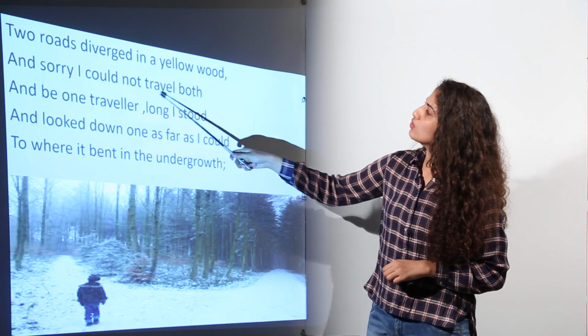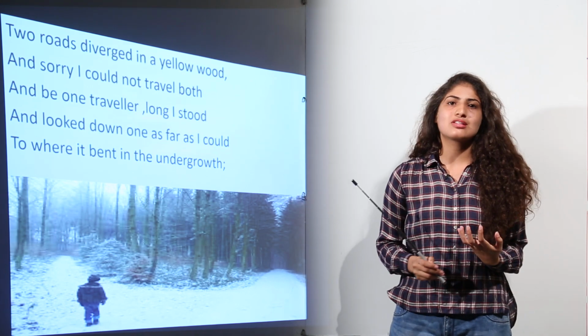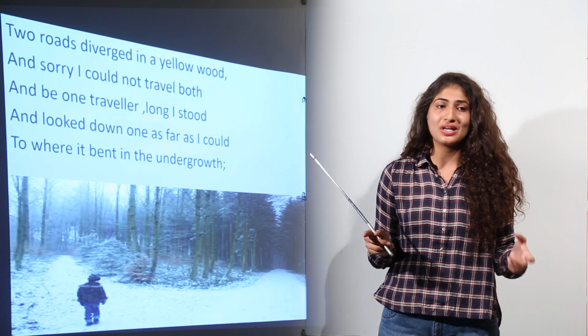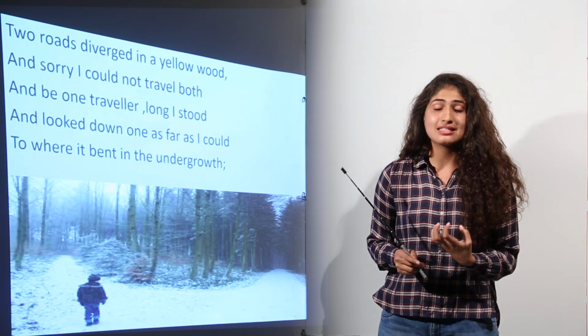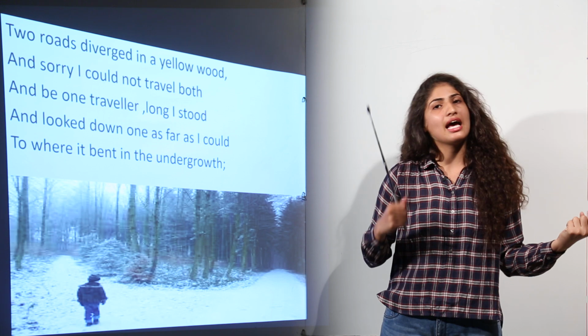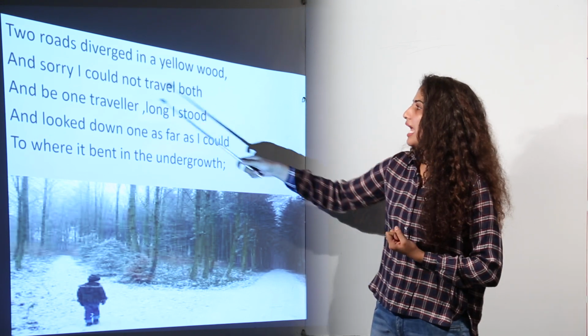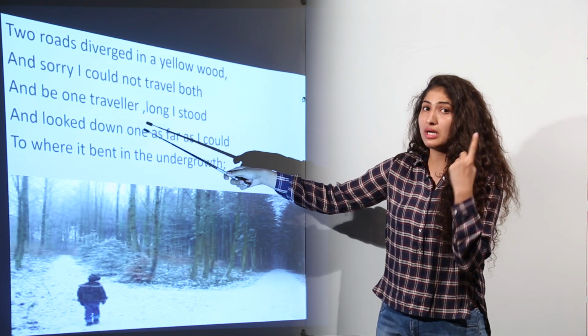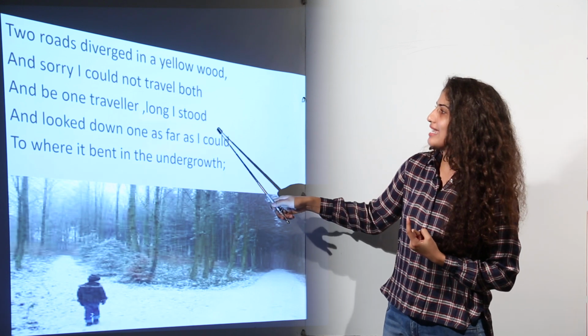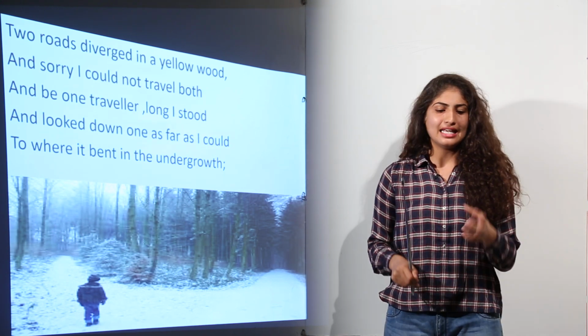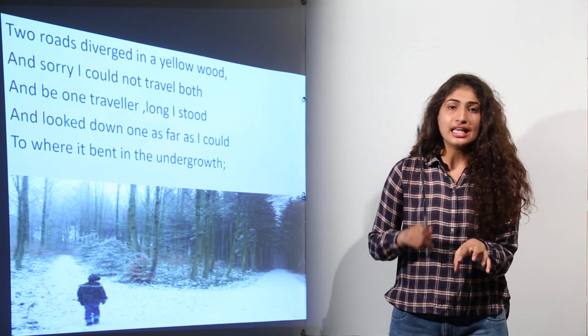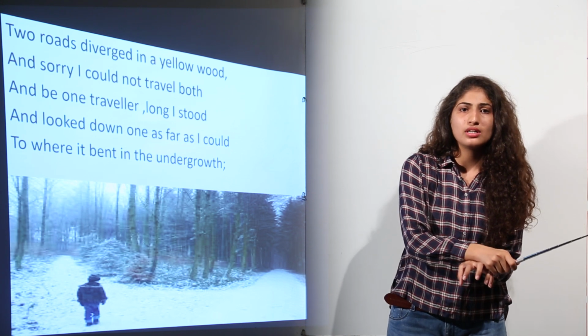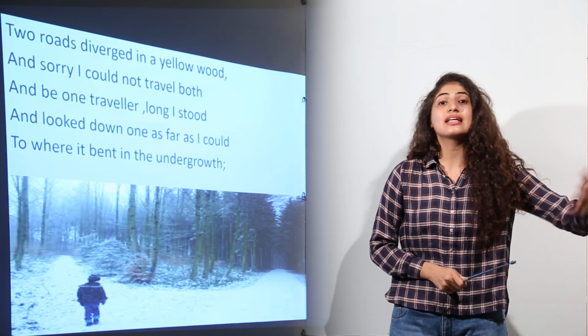And sorry, I could not travel both. Since it is not possible for him to travel both the roads, he is feeling sorry for that, because he has to choose one and he has to reject the other one. And be one traveller, long I stood. Now what he is doing is that he is standing at the junction. He is observing one road till his eyes can see.